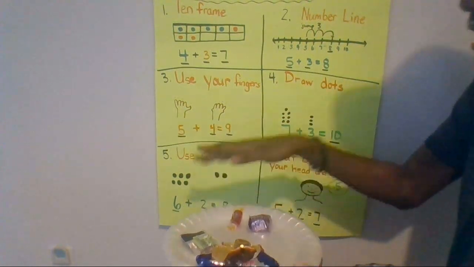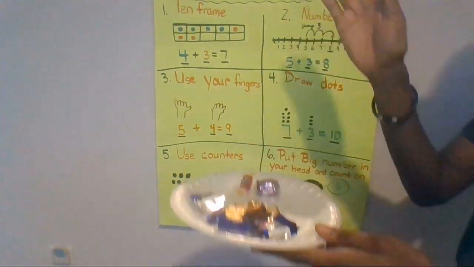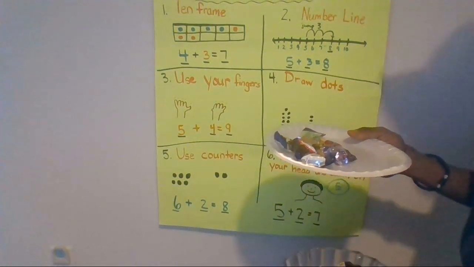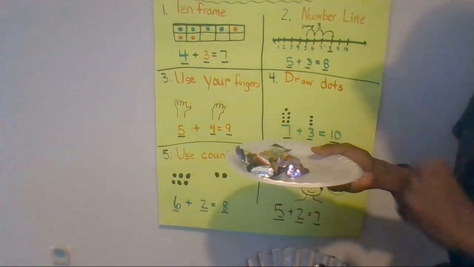All right. So now I have my 6 pieces of candy to represent my 6. I have my 2 pieces of candy to represent my 2. I have my 2 parts. Now I'm going to put them together and make a whole. Let's find out what my whole is. And as I count, I'm going to move and count them as I drop them back into the bowl. You guys help me move and count them back into the bowl.